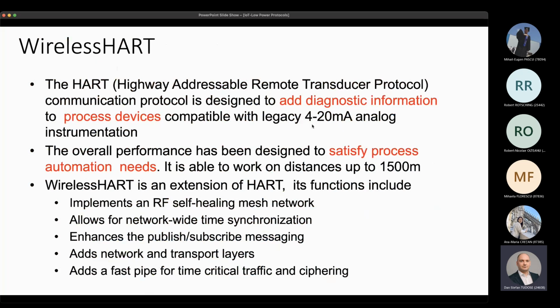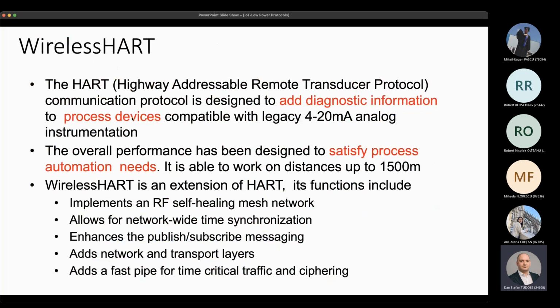analog current loop instrumentation. So you have these industrial sensors, and by standard, they can send information in an analog fashion over a 4-20 milliamp current loop. For example, you can have a pressure transducer which can send data over this current loop, and you can encode maybe a pressure within this range of 4 to 20 milliamps. And over that current loop, it can also modulate information through this HART protocol.